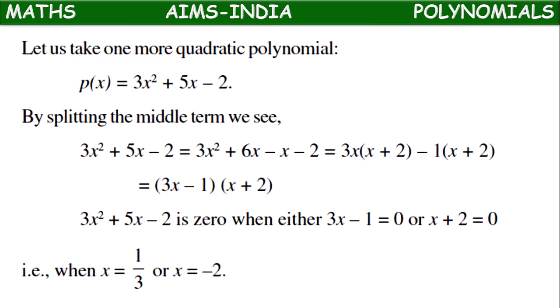Next, let's take some more quadratic polynomials. p of x equal to 3x square plus 5x minus 2.